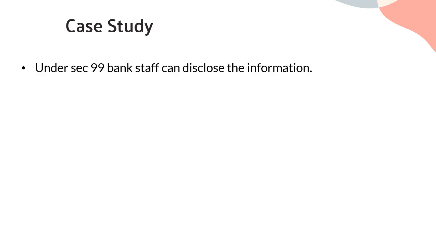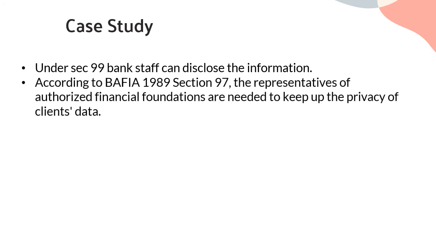According to Section 99, if the family member has a letter from the court, the bank may personally disclose the information of the deceased. Then, according to Section 97 of BAFIA 1989, the bank must protect the privacy of the customer. So the officer cannot disclose the information of the deceased at the moment, otherwise there will be a fine.